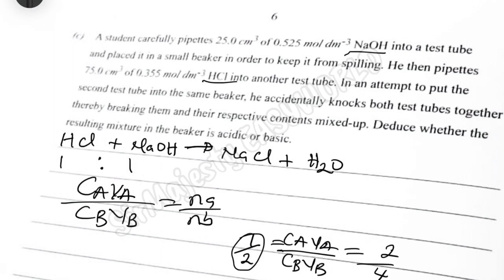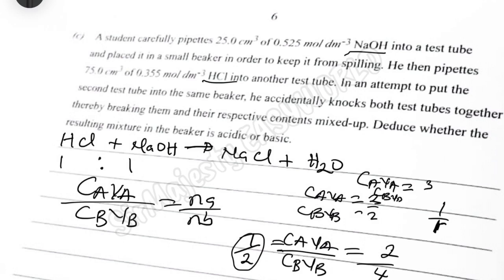That's the implication. But in a situation where Na over Nb is 1 over 1, it means that when CaVa gives us 2, CbVb will also give us 2, so that 2 over 2 is 1. But here, if we multiply CaVa and get something like 3, then CbVb and get something like 2, it means that there is excess acid following this particular reaction. So the mole ratio of the acid to the base is very necessary in answering this question.